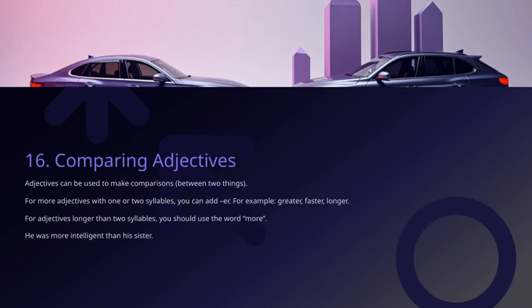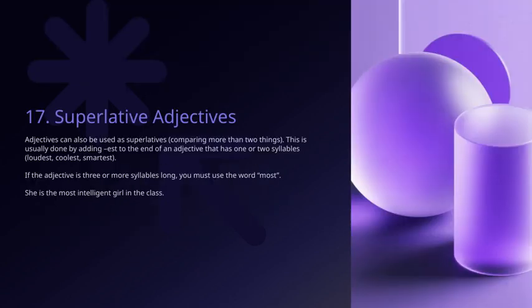But when adjectives are longer than two syllables, we don't add "er." Instead, we use the word more before the adjective. For example, "He was more intelligent than his sister." This rule keeps our comparisons clear and natural sounding. Remember, these rules help us make comparisons smoothly, which is really important when we're describing differences or preferences. Keeping these in mind will help you communicate more effectively in English, especially when making comparisons in everyday conversations or writing.